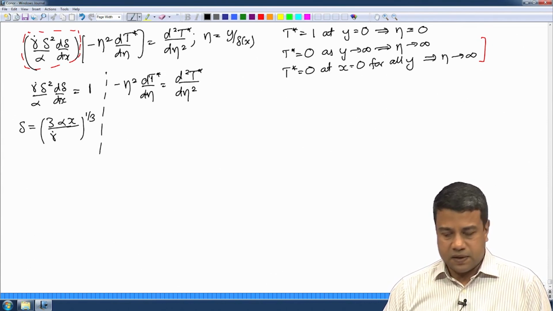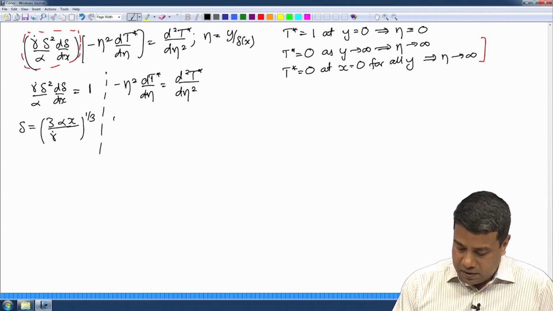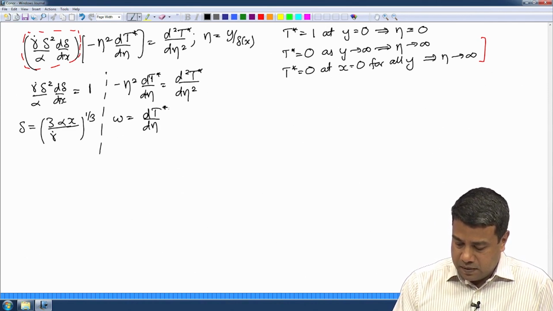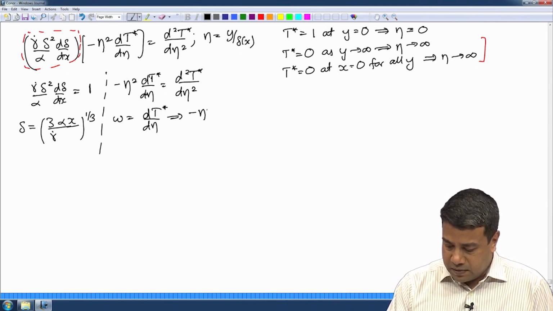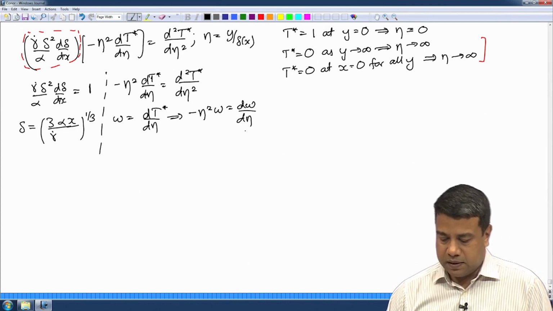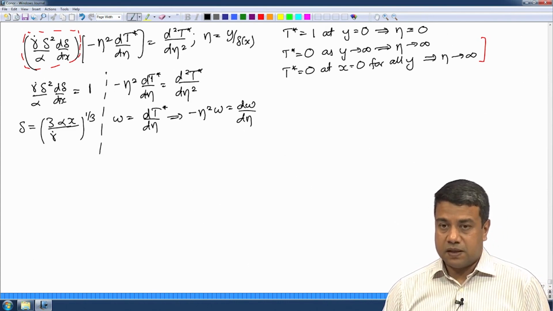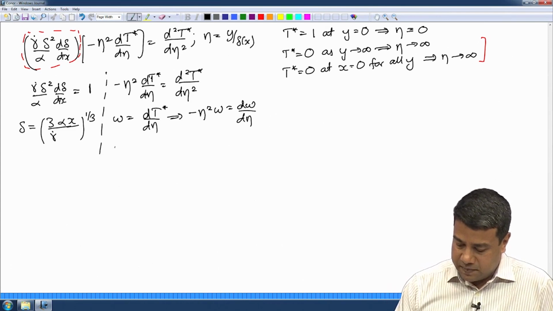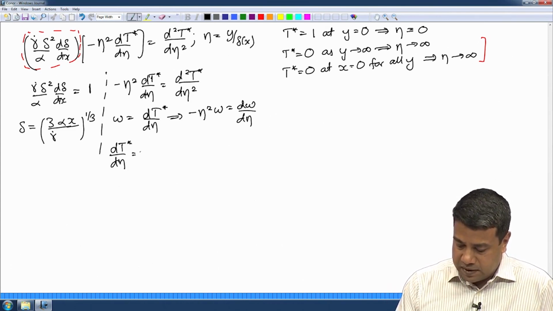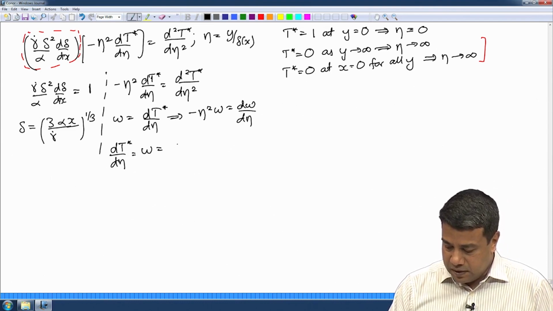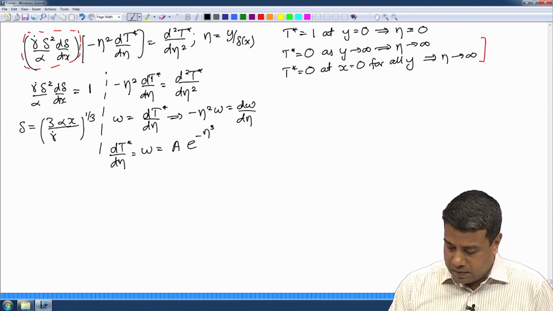Now, to solve this equation, I just substitute w is equal to dT star by d eta, and I will get minus eta squared w is equal to dw by d eta. I will get log w is minus eta cubed by 3 plus a constant, which means that dT star by d eta is equal to w is equal to some constant a e power minus eta cubed by 3.